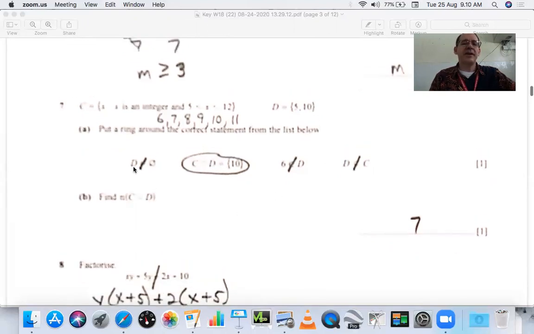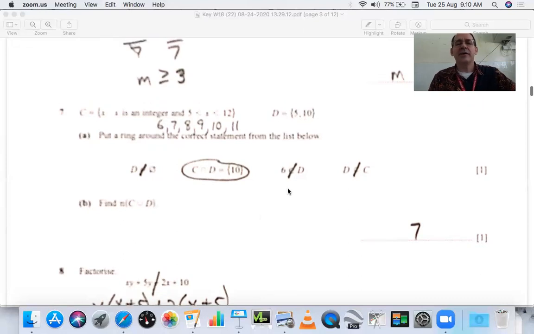So this one says that D is a null set. Well, obviously D is not a null set, it has 2 elements in it, so that's not it. This one over here says that 6 is an element of D.